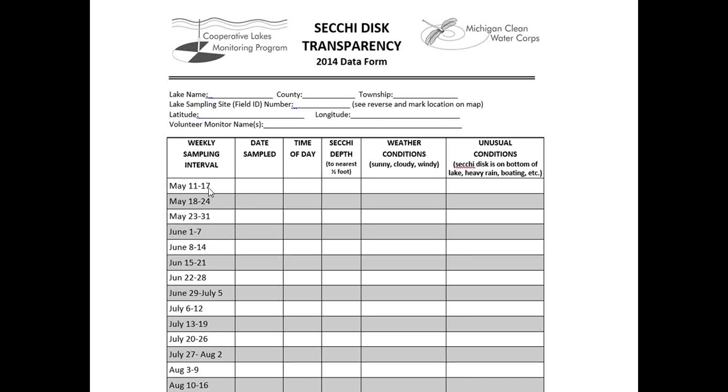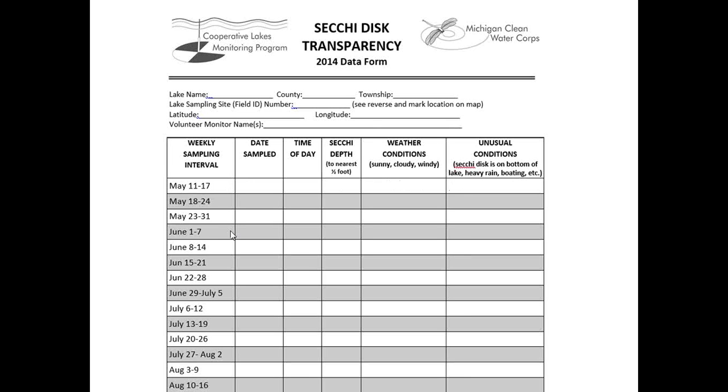This is the way the data form works in terms of dates. You'll have a set of dates here, like May 11 through 17. That means you take one measurement in that range, and these go weekly. So you fill out the date sampled, the time of day, Secchi depth, that's the average. It's not the other numbers, but just the average. And we always round that to the nearest half foot. Any weather conditions or unusual conditions, and so forth.